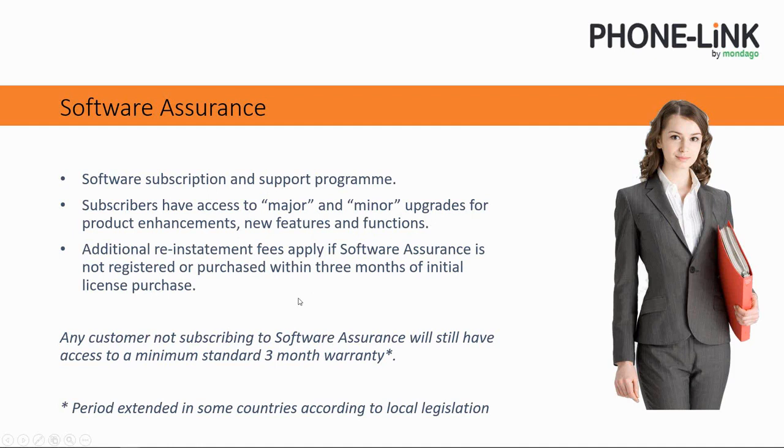Once they've purchased the software, they have a 3-month window in which they can register the software. If they do, they will then receive 12 months complimentary software assurance. If they miss that 3-month window, or if once the 12 months software assurance has run out and they don't renew, please make sure that the customers are aware that they can renew their software assurance, but there will be additional fees. So for example, a reinstatement fee that may apply.